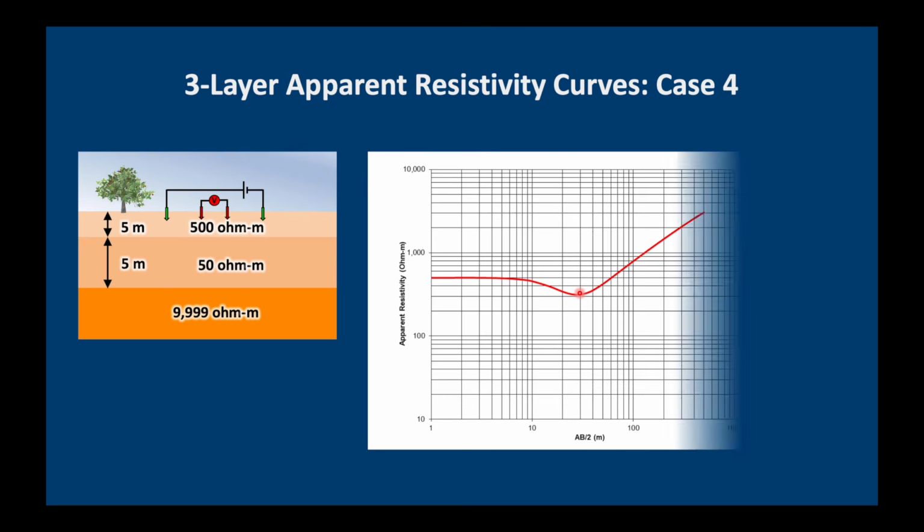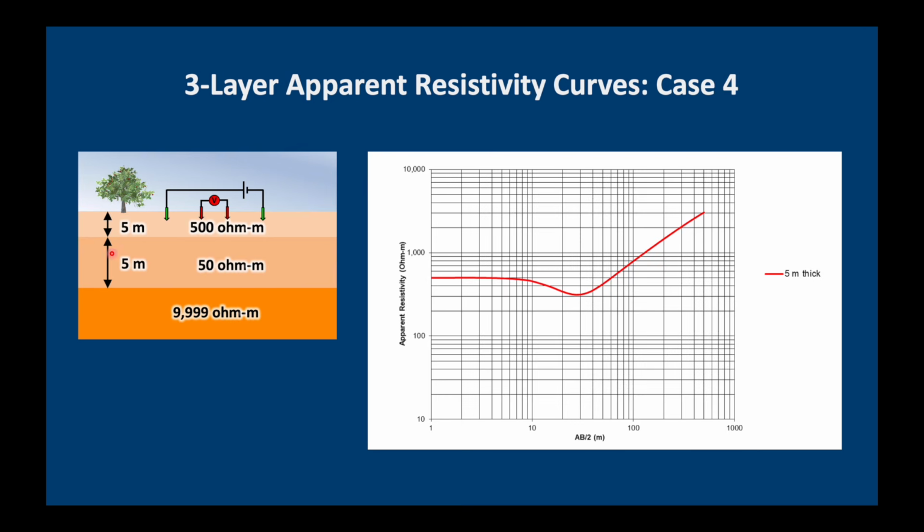Now, here's a scenario where we're going to just change the thickness of our second layer. This is the typical kind of curve we'll see over weathered basement rocks, where we have resistive soil at the top, a weathered zone, maybe laterite, and then basement rocks underneath. So this would be our aquifer. Now at the moment it's 5 meters thick, 20 meters thick, 50 meters thick, and 100 meters thick.